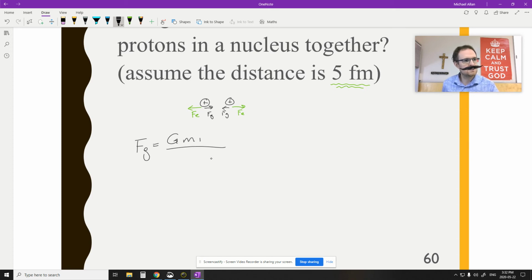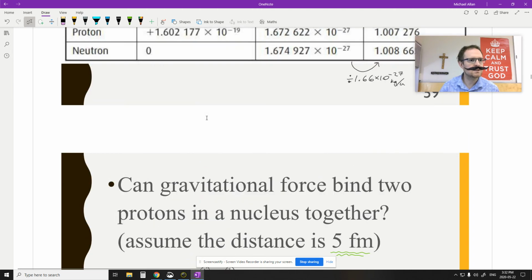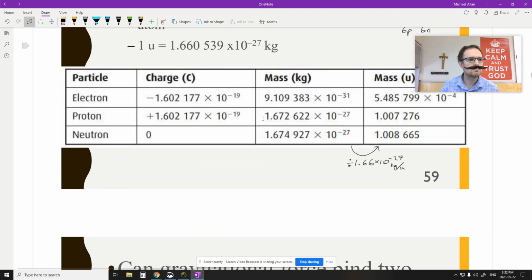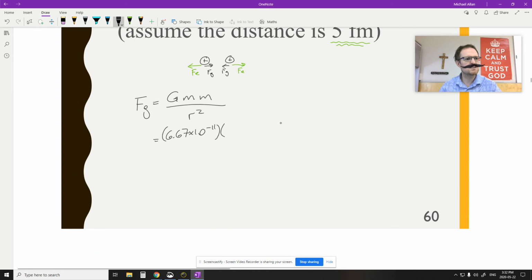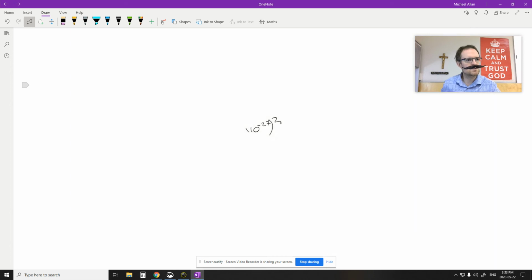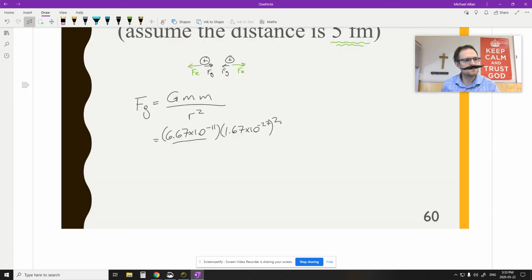G times M divided by R squared. So G is 6.67 times 10 to the negative 11. I believe that's the G number. The mass of a proton, let's go up here, the mass of a proton. So just go 1.67, just to simplify our numbers a little bit. There's 2 of them, so I'm just going to square it because it'll be the same number times itself.